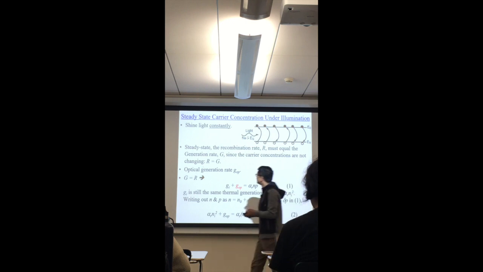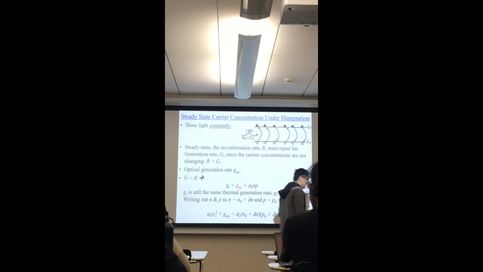Okay, right? So now we can define an optical generation rate. Optical generation rate is G opt. If we have this G equal to R, then we can look at the generation rate and the recombination rate. So here we have two contributions for this generation rate. Okay. So we have this G sub I. So what's G sub I?